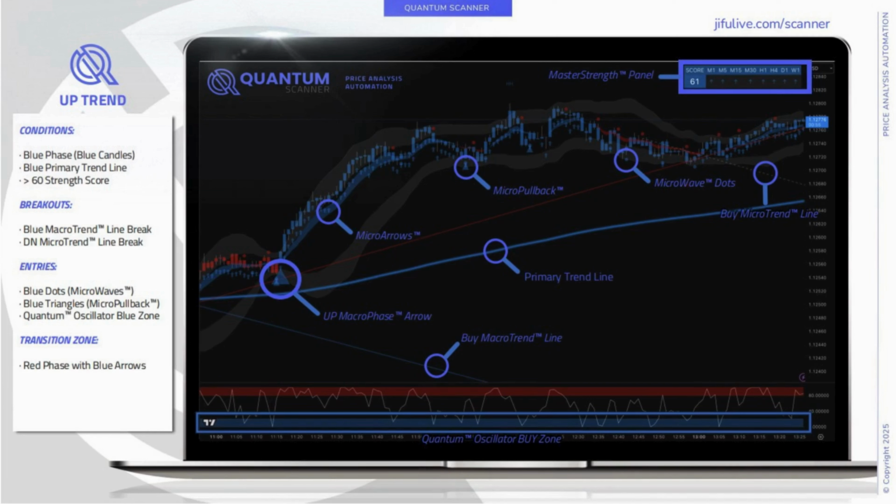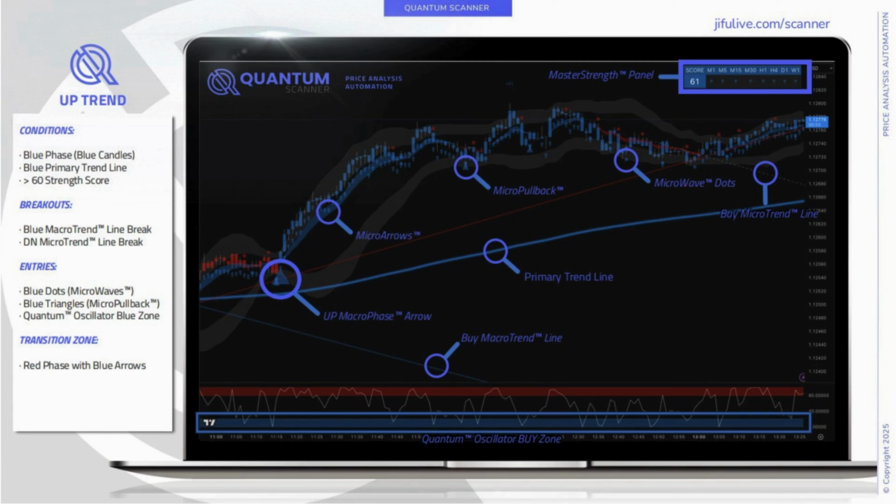It is not a requirement that the score be greater than 60 at all times, but it is helpful to see it above that level at different times throughout the trend. Specific breakout locations can be identified utilizing the blue macro trend line break, as well as the downward sloping dashed micro trend line. To identify specific entries, look at the blue dots, which stem from the microwave tool.